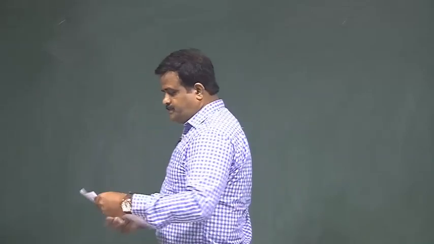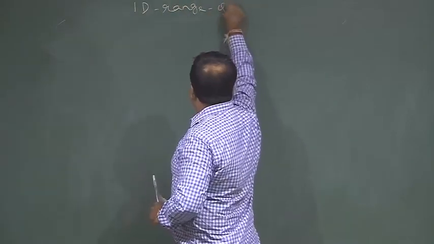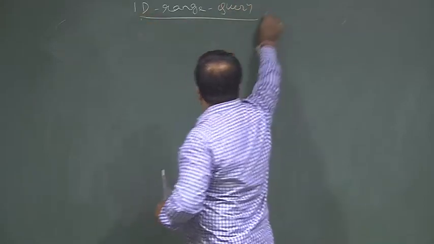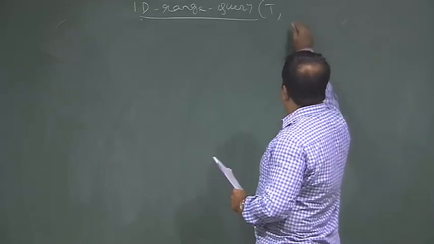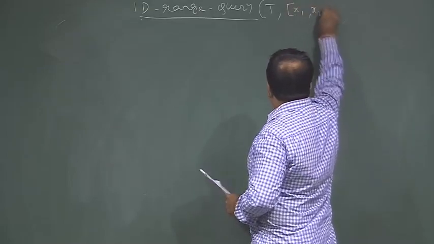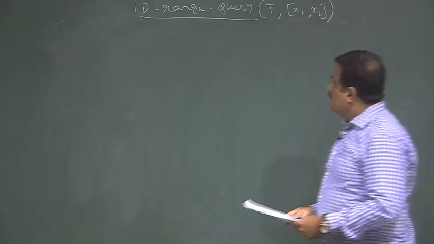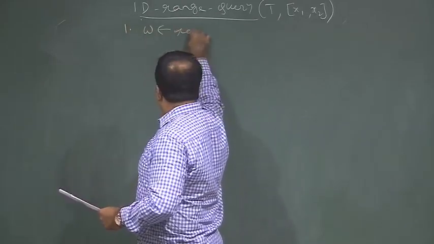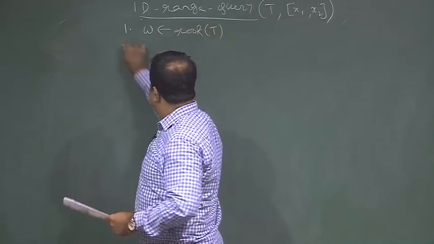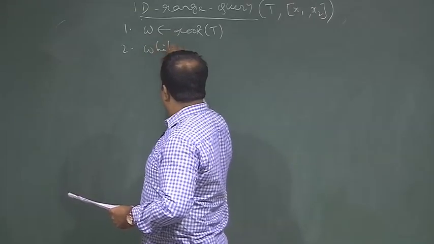Okay, so this is basically the 1D range search, the 1D range query. The input is the tree, the range search tree, which is a static data structure that we form from the given n points, and an interval query. So x1 and x2 is the interval. Let us just write the pseudo code. We take w, the root of the tree, in w. Then we will continue until we reach a split node.